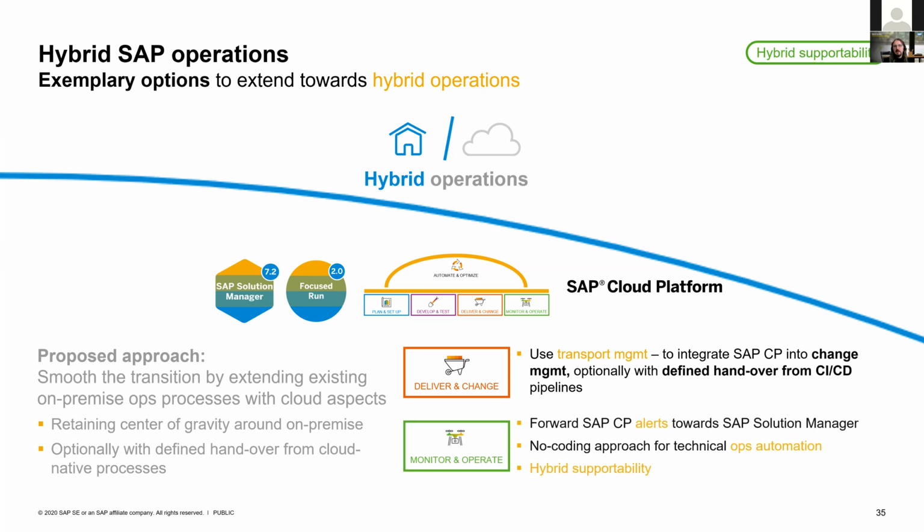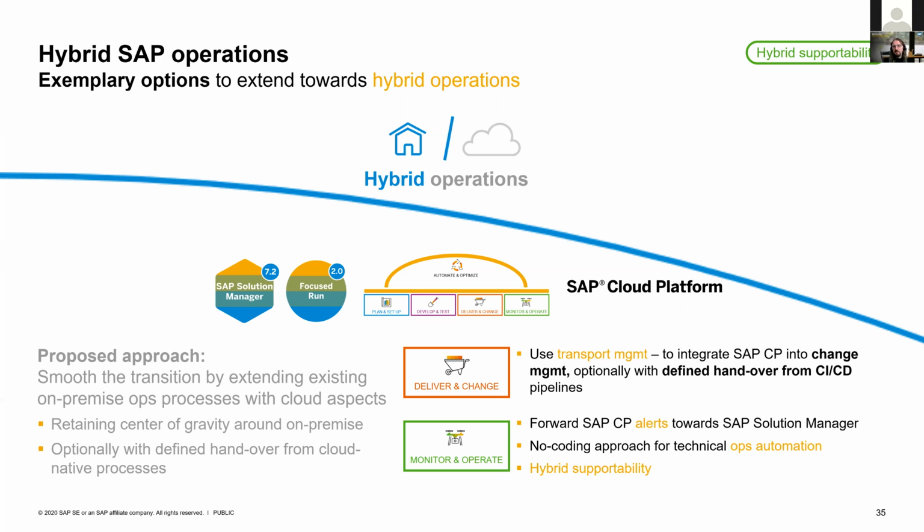The other option is forwarding alerts towards Solution Manager, the no-coding approach for ops automation, which should also allow you to lower the entry barrier towards cloud for your ops teams. And then the hybrid supportability offerings as well, and we're coming up with more and more in that direction. So the idea is really to allow a smooth transition for your ops teams, extending your focus more and more towards hybrid.